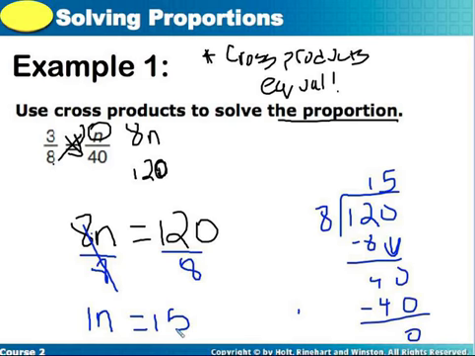So in this ratio, in this proportion, I have 3/8 is equal to n out of 40. I set up my cross products. I set them equal to one another. 8n is equal to 120. Divide by 8 on each side. I get that 1n is equal to 15.